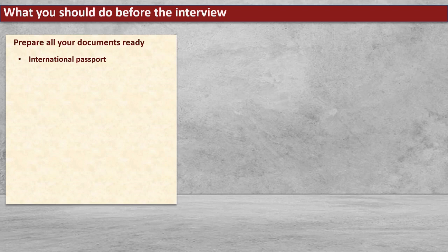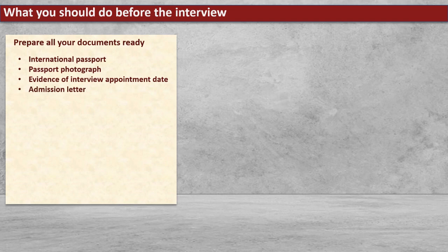The number one thing I believe every applicant will need is the international passport. As an F1 visa applicant, you need your international passport. In some countries, a passport photograph is expected. Evidence of interview appointment date: if you've booked an appointment date, it is also expected that you take along the evidence that you actually have an appointment for that day.